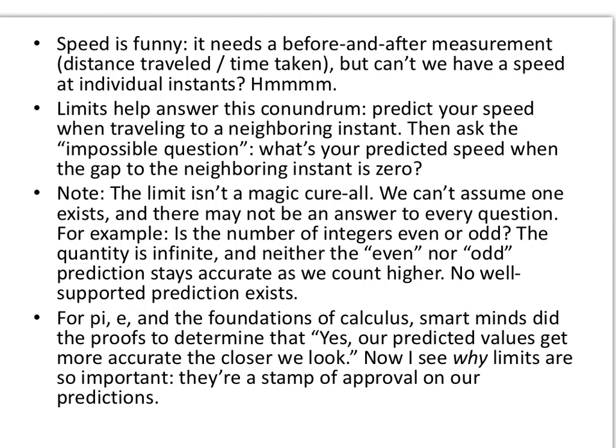Okay, so we've been focusing on speed, and speed is a little bit of a funny thing because in order to measure it, you have to have a before and an after, right? The individual instant is really hard. So limits are what's going to help us do that. And that's essentially what we're doing. We're looking at what's happening to the slope of that secant line as the time is getting closer and closer to 0.